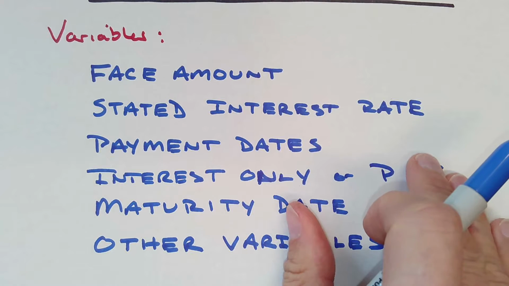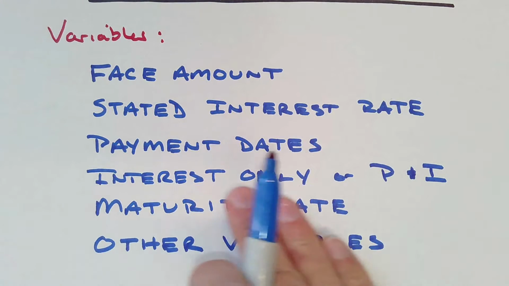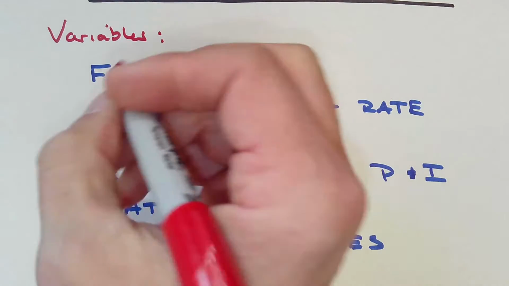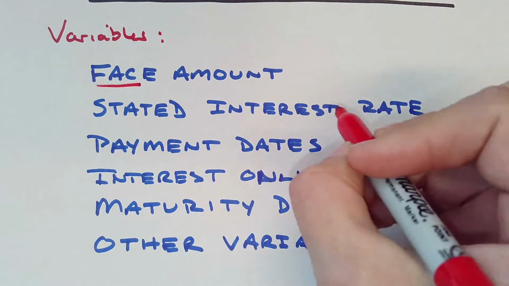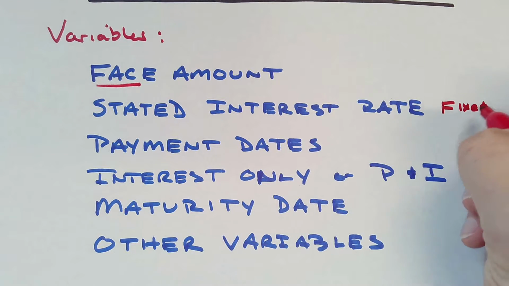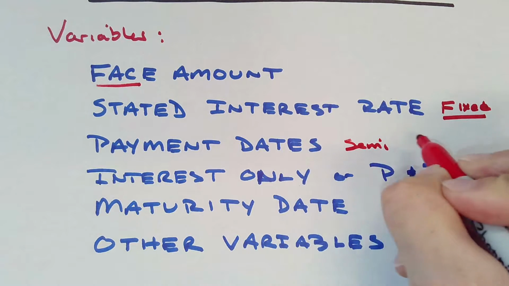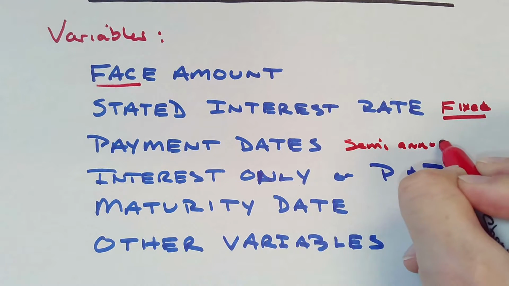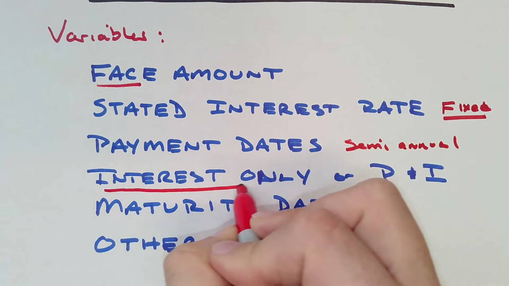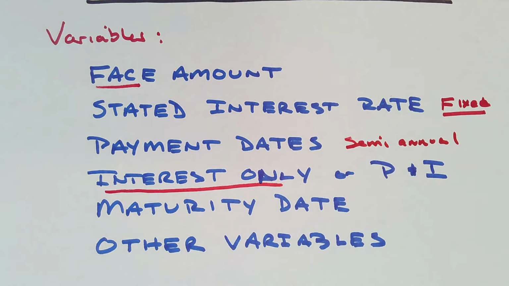Now, the key to this, and we'll keep it simple, right? We'll keep our interest rates fixed, payment dates every 6 months. We'll do interest only, so we'll have a face amount. This will make this fixed. Payment dates will be semi-annual. We'll do interest only and maybe 10-year maturity, something like that. So we'll keep it simple for whatever example we put in place, right?